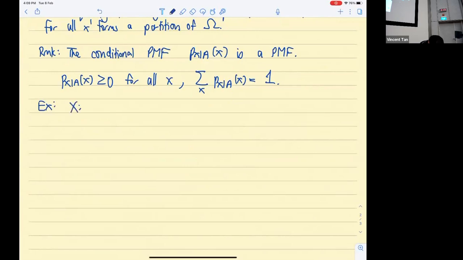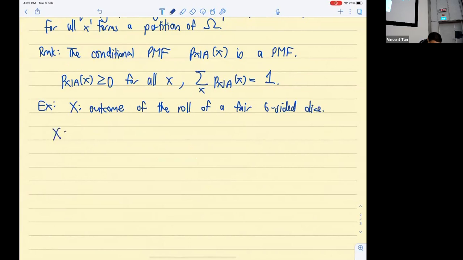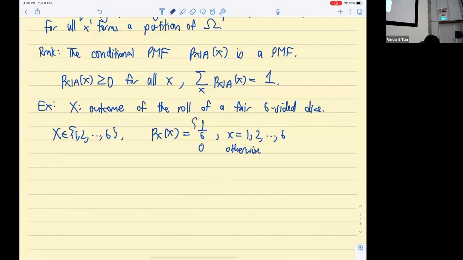So let X be the outcome of the roll of a fair six-sided die. Of course, X can take on values 1, 2, up to 6. And the unconditional or marginal PMF is 1/6 for X running from 1 to 6 and 0 otherwise. So that is the unconditional PMF.